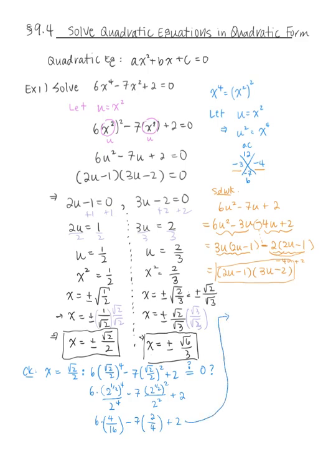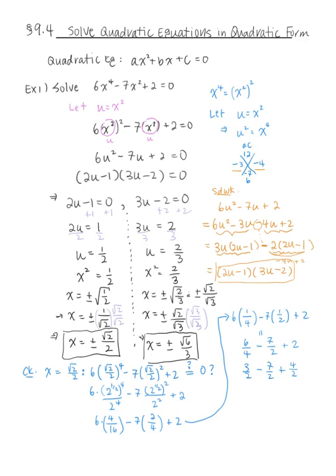Okay, then it looks like we're going to have 6 times, let me just reduce that fraction a little bit. 4 goes into 4 once, into 16 4 times. And then minus 7 times 2 over 4 is the same thing as 1/2, and then plus 2. We got this. So now we have 6 over 4 minus 7 over 2, and then plus 2. Now let's reduce the 6 over 4 into 3 over 2. And then minus 7 over 2, and then plus 2, same thing as 4 over 2. Is that right? Yeah. Now what?